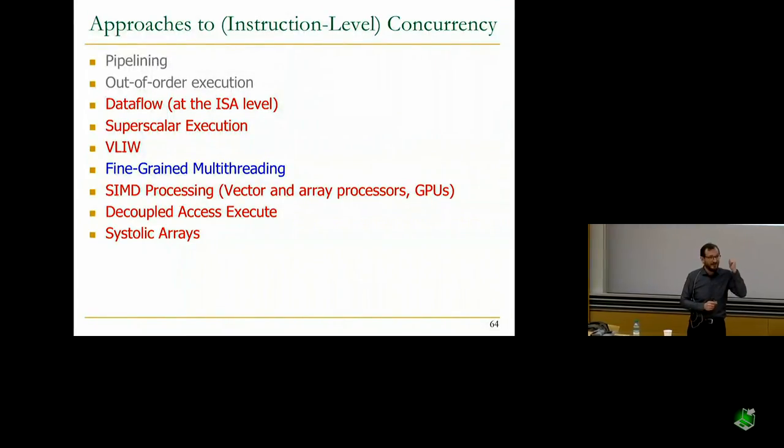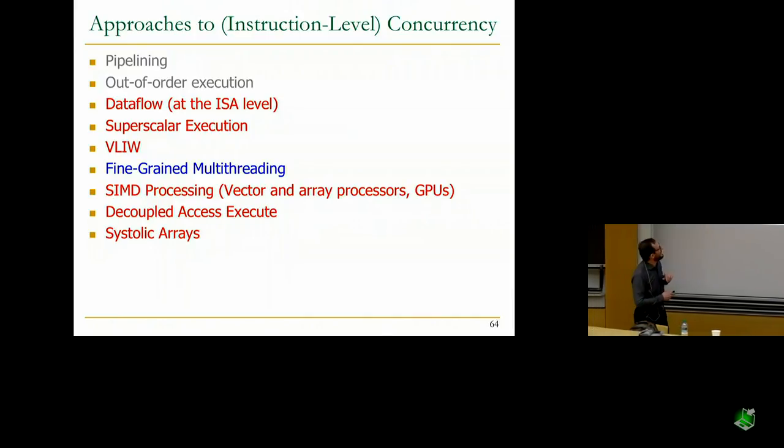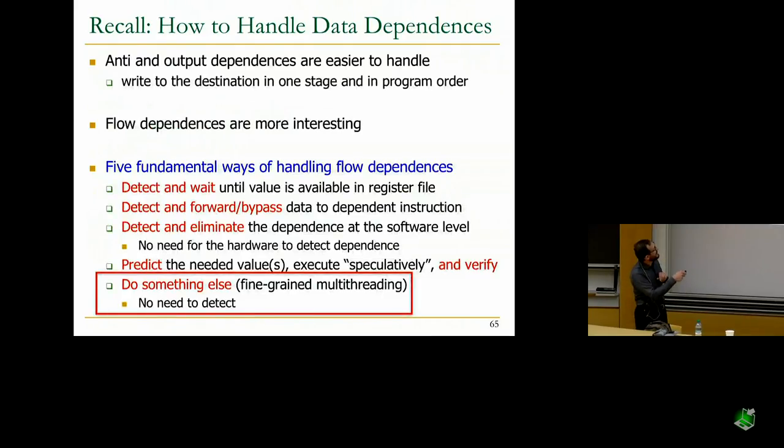So let me cover fine-grained multithreading. This will be a nice input into SIMD machines. Fine-grained multithreading is a beautiful idea also, because it's going to keep the hardware simple, but also complex. Why simple? It's going to eliminate the dependency checking. Remember, how do you handle data dependencies? We said do something else, meaning there's no need to detect the data dependencies, switch to something else.